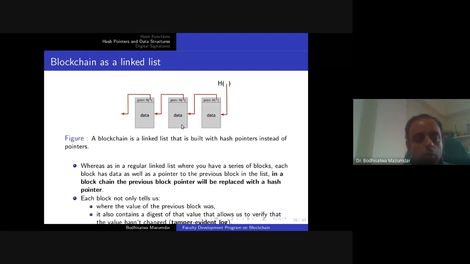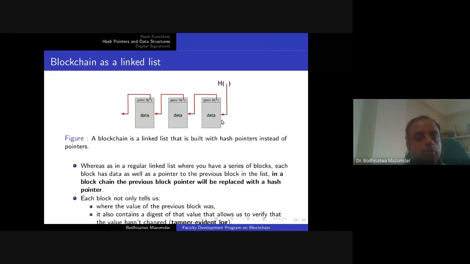So each block of data, what does it tell? Once you have read this data block, you also get the location of the previous data block, and it tells you the value of the previous block. It also contains a digest of that value that allows us to verify that the value has not changed. A digest is nothing but a hash of the data.